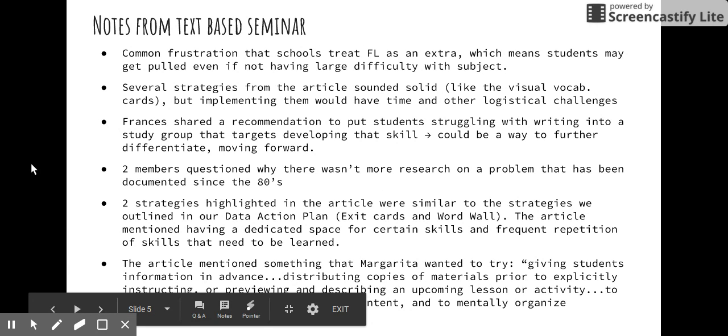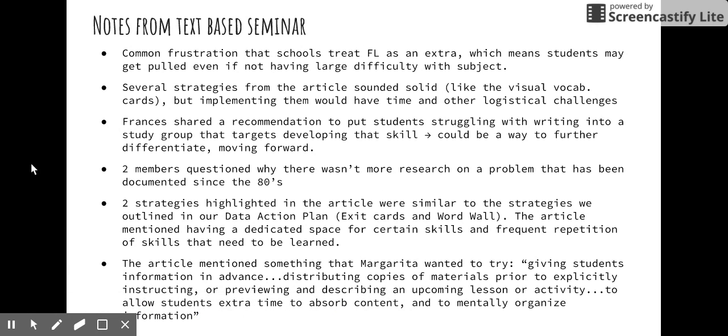So some of the agreements and notes that we came out of from our text-based seminar were that we all had the common frustration that schools treat world language or foreign language as an elective or an extra. So a lot of times it is the first class that students get pulled out of when they need help. But the article did say that taking a world language can actually help the processing and just overall critical thinking skills of students.